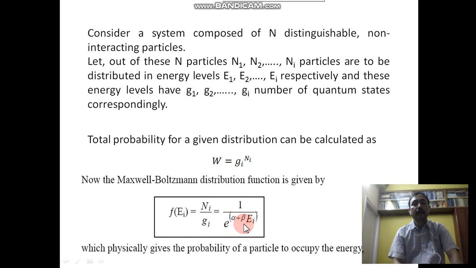This alpha and beta are two multipliers. We will find this distribution from Stirling's formula. Now, the calculation part of this Maxwell-Boltzmann distribution is beyond our scope. So we just have to remember the distribution function f_i = Ni/Gi = 1/e^(alpha + beta Ei), which physically gives the probability of a particle to occupy the energy state Ei. So the distribution function means the probability of a particle to occupy the energy state Ei.